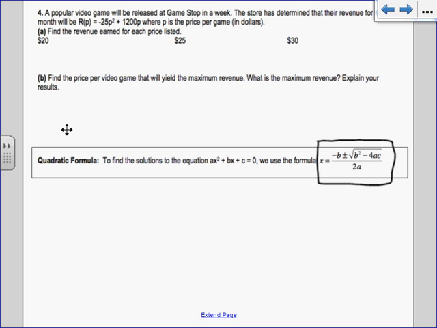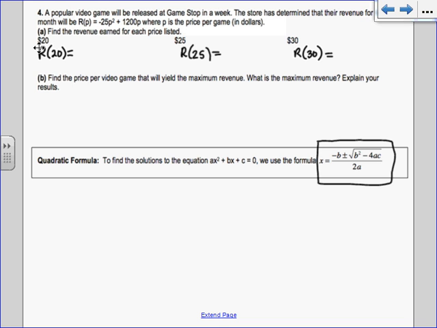It says a popular video game will be released at GameStop in a week. The store has determined that their revenue for the month will be R of P equals negative 25P squared plus 1200P, where P is the price per game in dollars. Find the revenue earned for each price listed. So what I'm asking you to find is R of 20, R of 25, and R of 30. We're going to plug in 20, 25, and 30 using our calculator.